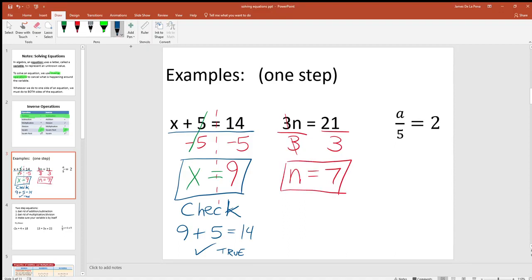Okay, the last equation here, we've got a over 5 equals 2, or really a divided by 5 equals 2. To get rid of the divided by 5, we multiply by 5 on the left and the right. That leaves us with a equals 5 times 2, which is 10.